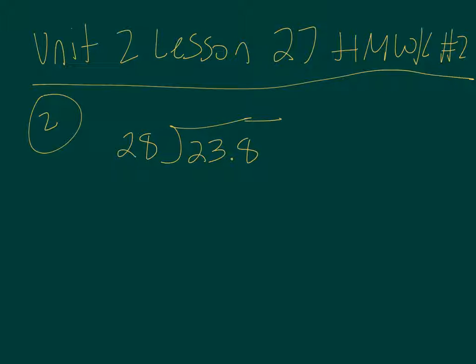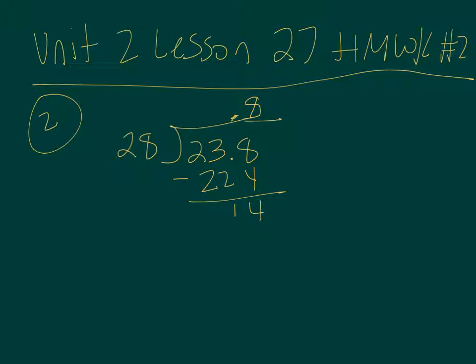Now, we've talked over the last 2 days about putting the decimal point up in our answer first before we do any division. Now this is a regular long division problem. 28 does not go into 23, but it does go into 238. 28 times 8 is 224. That's as close as you can get without going over. And then when you do your subtraction, you get 14.